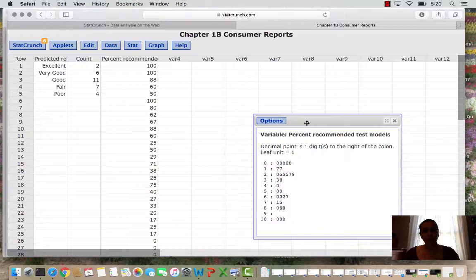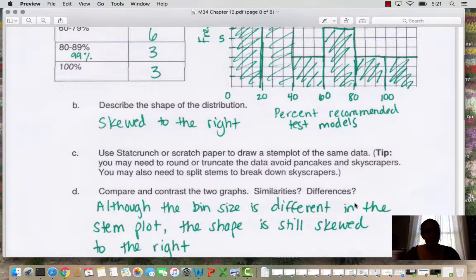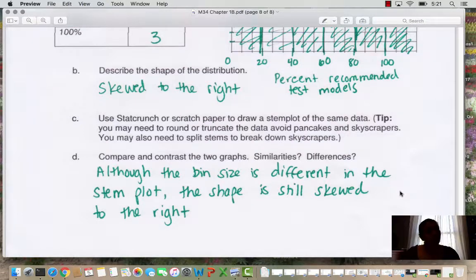So you can see this is looking more like the bar graph, except the bar graph was counting by 20s, so these were all in one bar here from 0 to 19, and similarly these were in one bar from 20 to 39. But we still sort of see that overall right skew here if you imagine rotating your paper and then kind of drawing the curve over the data. You see a tail out here to the right. So when we compare and contrast the two graphs, we can say although the bin size is different in the stem plot, the shape is still skewed to the right.